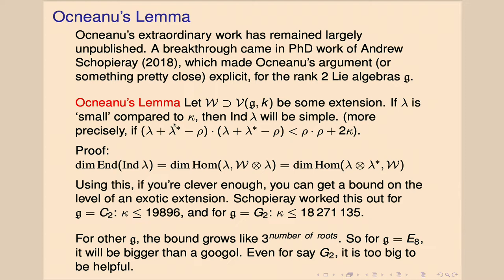So it's great. It tells you that there are only finitely many exotic extensions, but unfortunately the bounds grow exponentially with the number of roots, so exponentially with the rank squared. And so it very quickly becomes totally useless. In particular, for G2, it's totally useless.